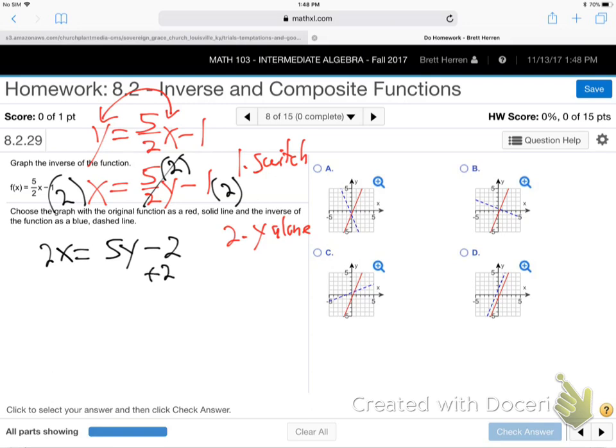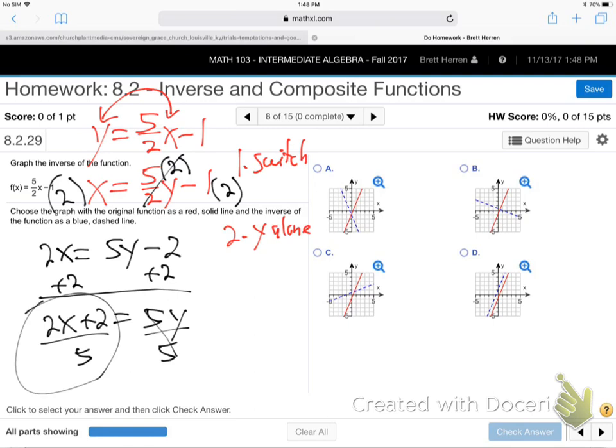So now, yeah, add 2 to both sides. Last step to get y alone is divide by 5. Boom, there it is. There's the inverse function. Good? That okay? Now, what they want me to do is graph them both.